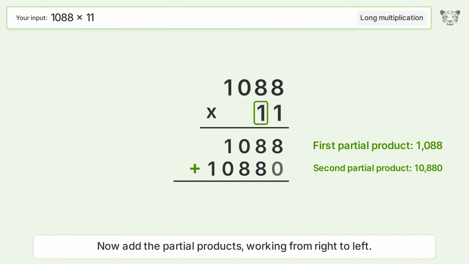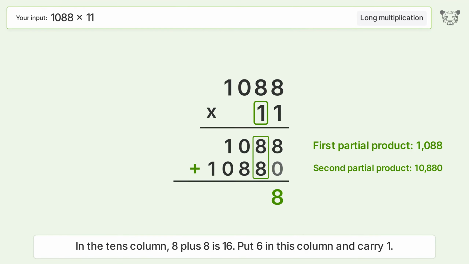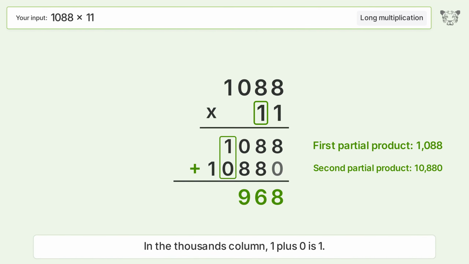Now add the partial products, working from right to left. In the ones column, 8 plus 0 is 8. In the tens column, 8 plus 8 is 16. Put 6 in this column and carry 1. In the hundreds column, 0 plus 8 plus the carried 1 is 9. In the thousands column, 1 plus 0 is 1.